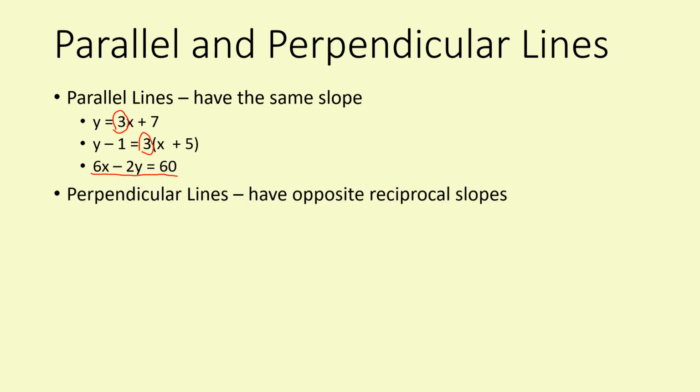Perpendicular lines, on the other hand, have opposite reciprocal slopes. Opposite means positive and negative. Reciprocal means we flip the fraction upside down. So here we have 3/5, opposite reciprocal, one's positive, one's negative, and the fraction is flipped, so negative 5/3.